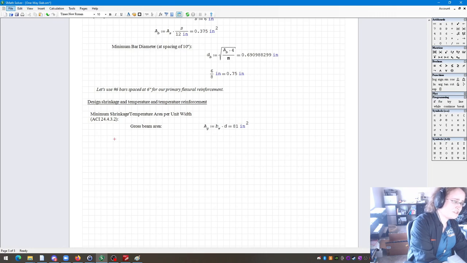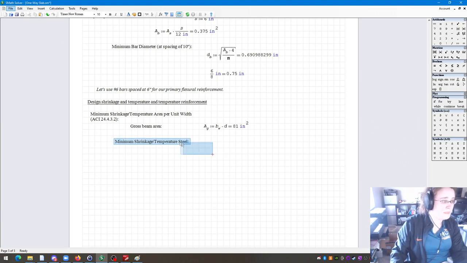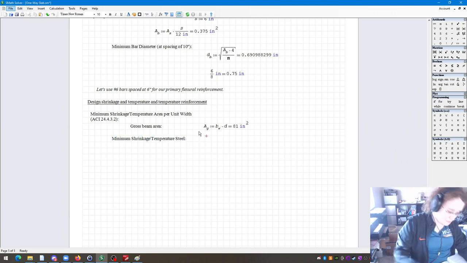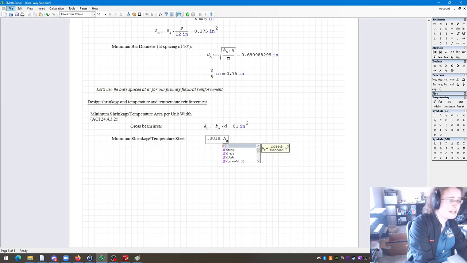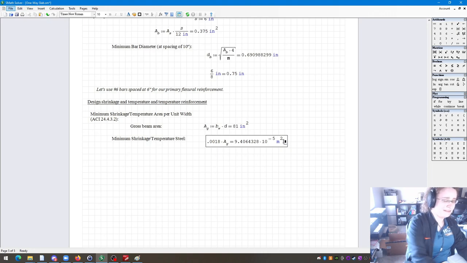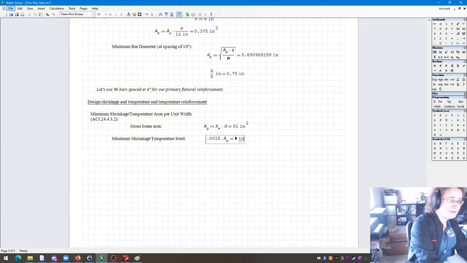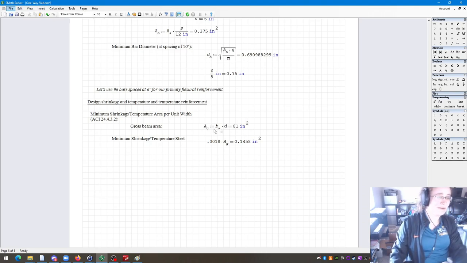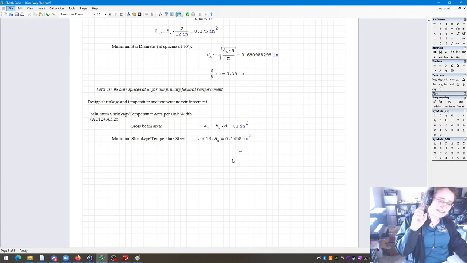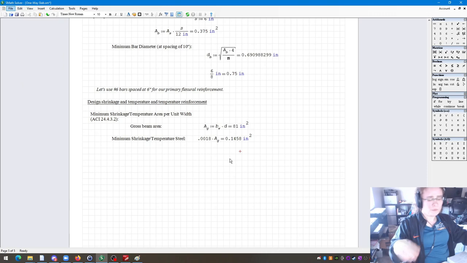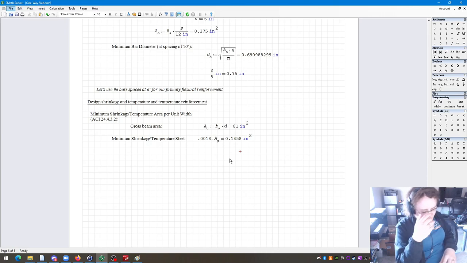And therefore, our minimum shrinkage and temperature steel per unit width is going to be 0.0018 times AG, and that lovely number in meters squared, or in freedom units, inches squared, is going to be 0.146 inches squared. So we only need 0.146 inches squared per foot of beam. So we can see here that the requirements for shrinkage and temperature reinforcement are very minor. You don't need very much.